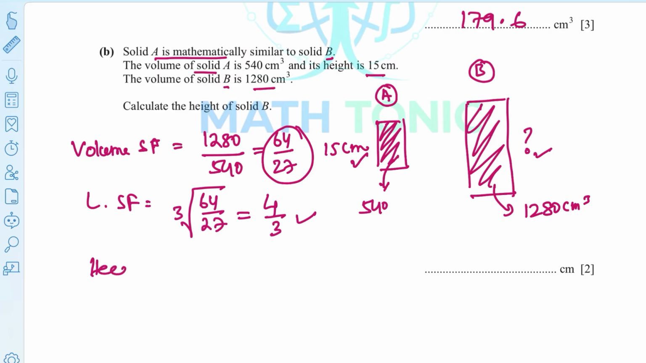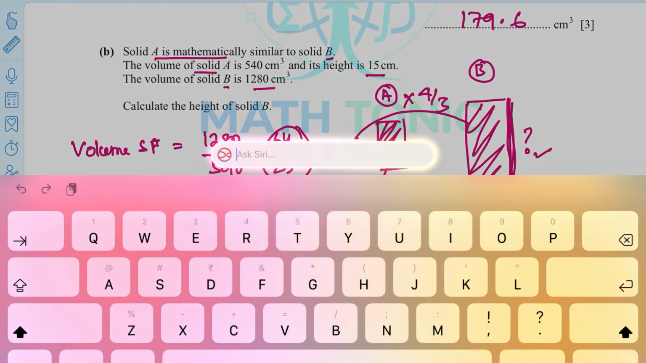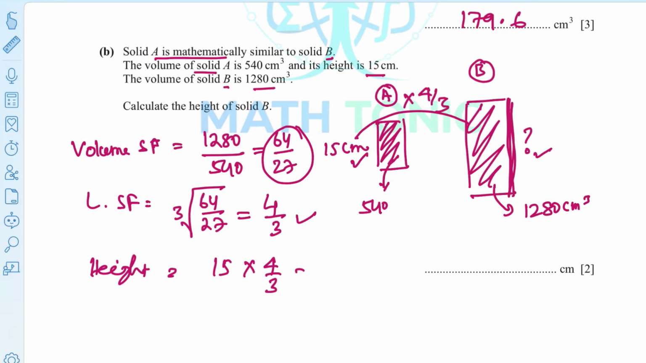Now, what is the height of this one? Length scale factor 4 over 3 means what? This length is 4 over 3 times greater. I hope you understood, right? This length is 4 over 3 times greater. That is 15 times 4 over 3. That equals, 1 second please. That equals 20 centimeter. This should be 20 centimeter. Is it okay, everyone, clearly?